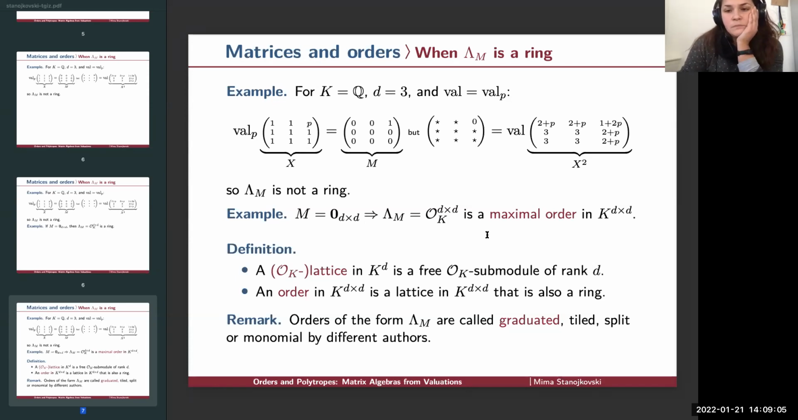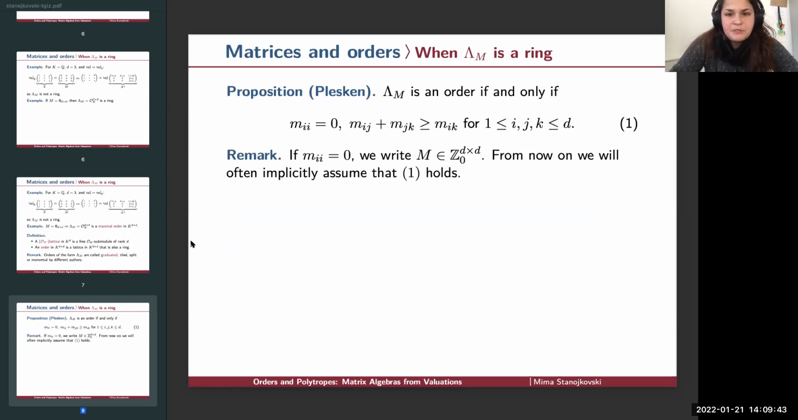Right, we'll see that these objects are actually pretty nice. And rings of the form Lambda M are called, well, we decided to call them graduated, following Plesken and Sassenhaus. However, there are other names in the literature. For example, people call them tiled or split or monomial. Okay, so when I say graduated order, I mean a ring that has the form Lambda M. Are there questions so far? Guess not. Okay.